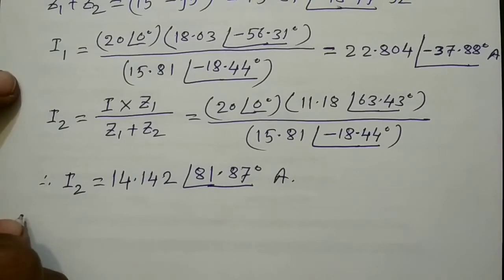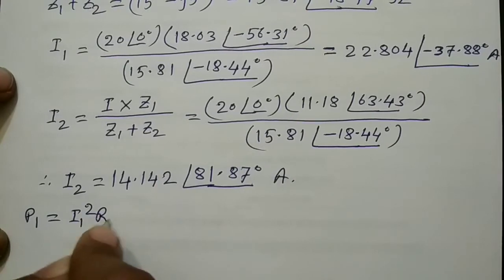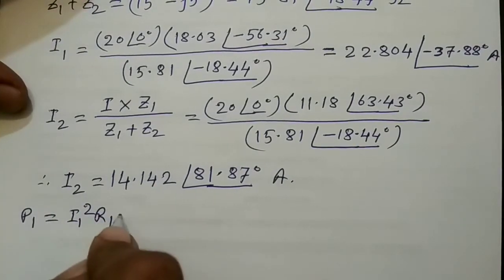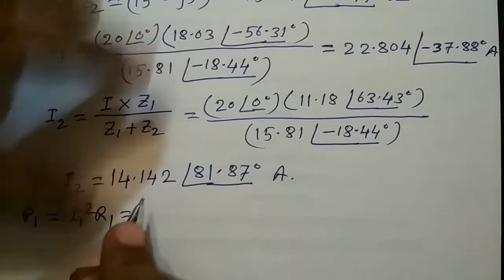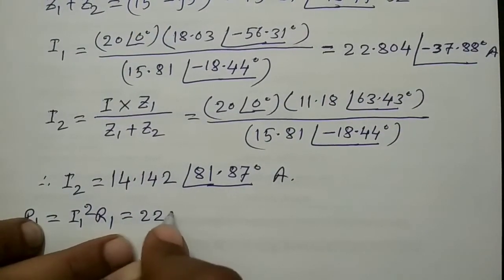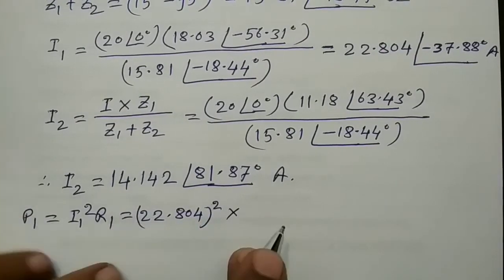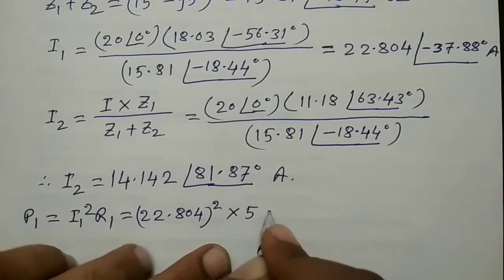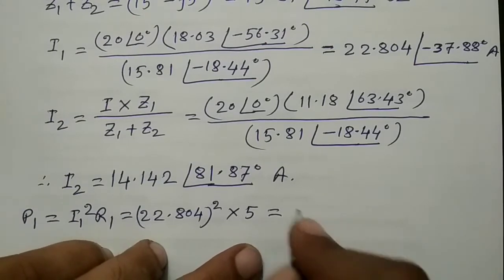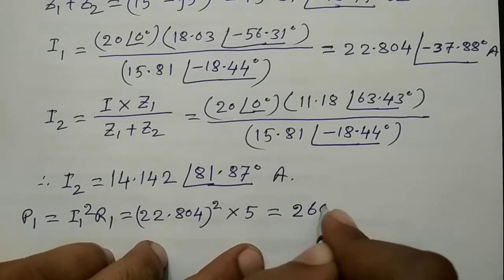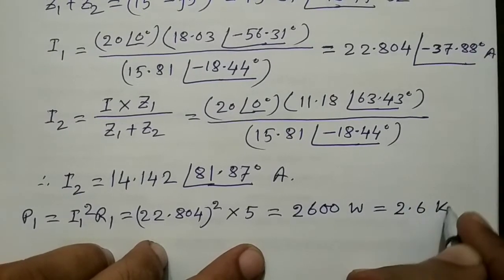Next is the power. Power in the first branch, P1, should be I1 squared into R1. Here we consider the magnitude of I1, that is 22.804, squared, into the resistance of the first branch, that is 5. After calculation we get the power in the first branch as 2600 watts, or it can be written as 2.6 kilowatts.